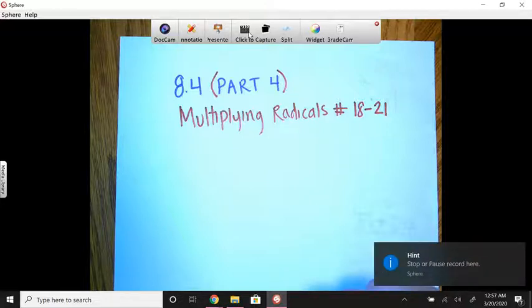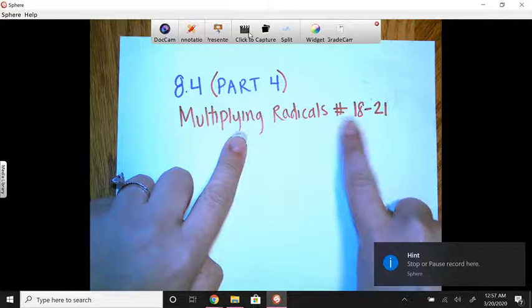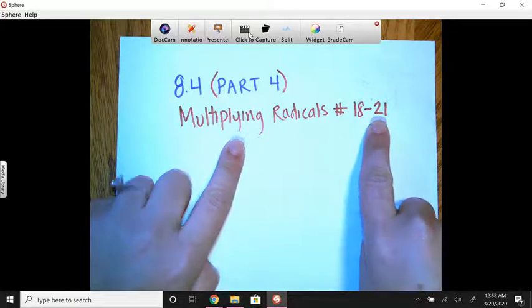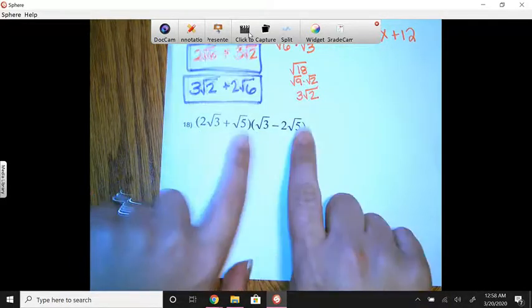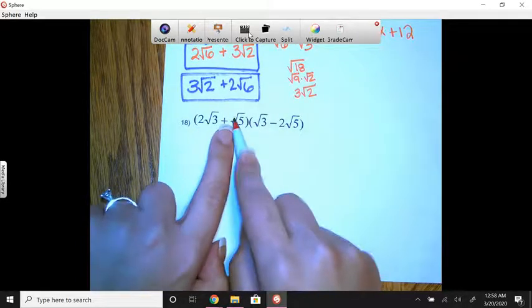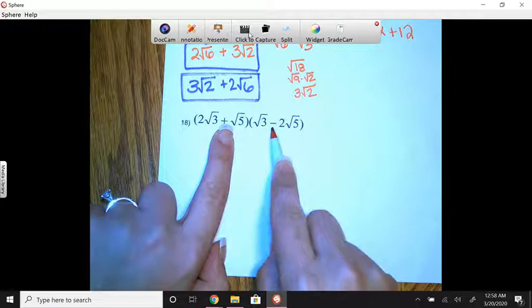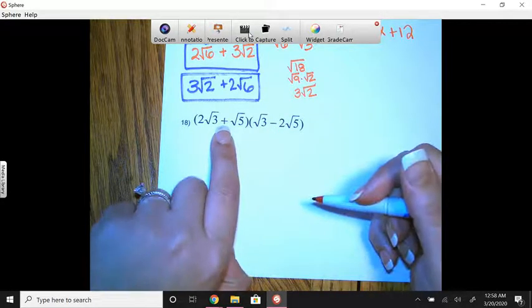In this video, we are going to continue with multiplying radicals, and we're going to do problems numbers 18 through 21 from our notes. So if we take a look at number 18, we have two parentheses touching. That means multiply. Since we have two terms multiplied by two terms, we are going to go ahead and FOIL this. So we're going to multiply all the terms together.